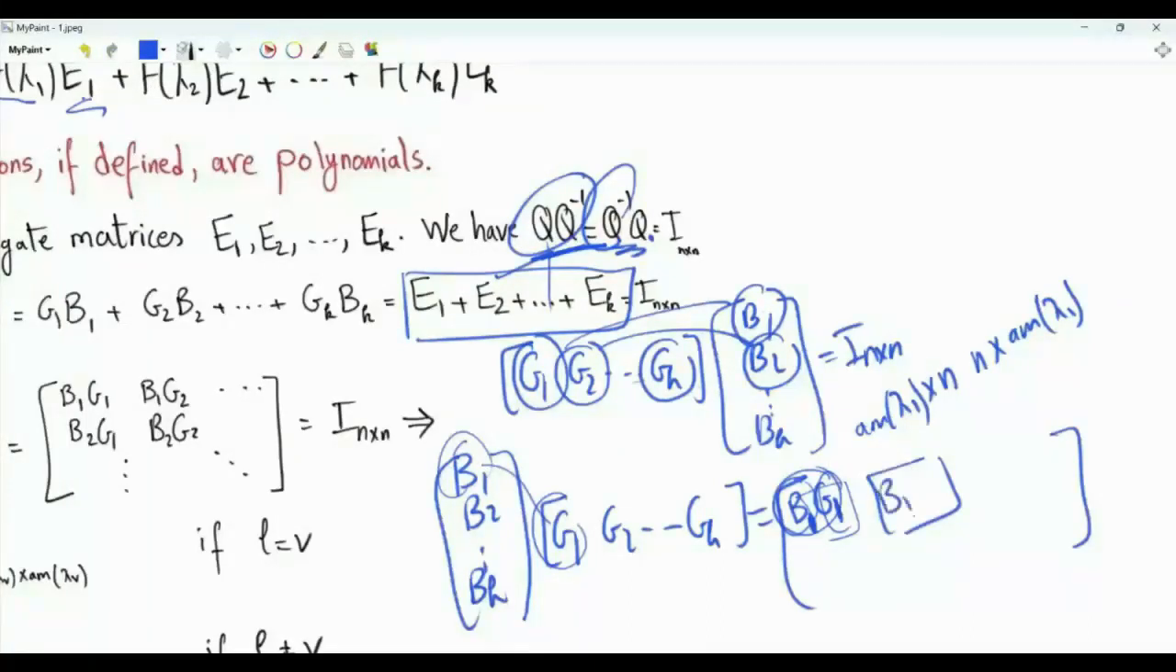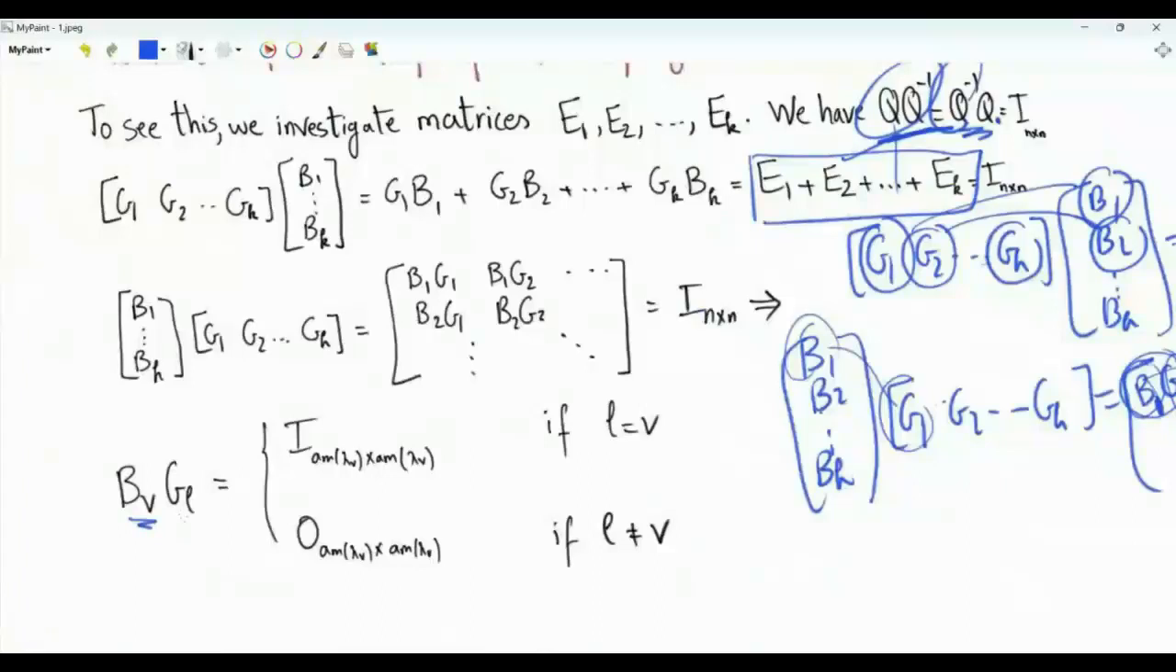Then the block that we have here, this is B1 G2. Now for this block, the size is the multiplicity of lambda 1 by the number of columns of G2, which is the multiplicity of lambda 2, and so on. This matrix that we can construct by carrying out this product is equal to identity. The conclusion is the following. BV times GL is a matrix with a number of rows equal to the multiplicity of eigenvalue lambda V, and the number of columns equal to the multiplicity of lambda L. So I need to correct this one and write L here. If L is equal to V, then we have identity. If the two indices are not the same, we get an all-zero matrix.